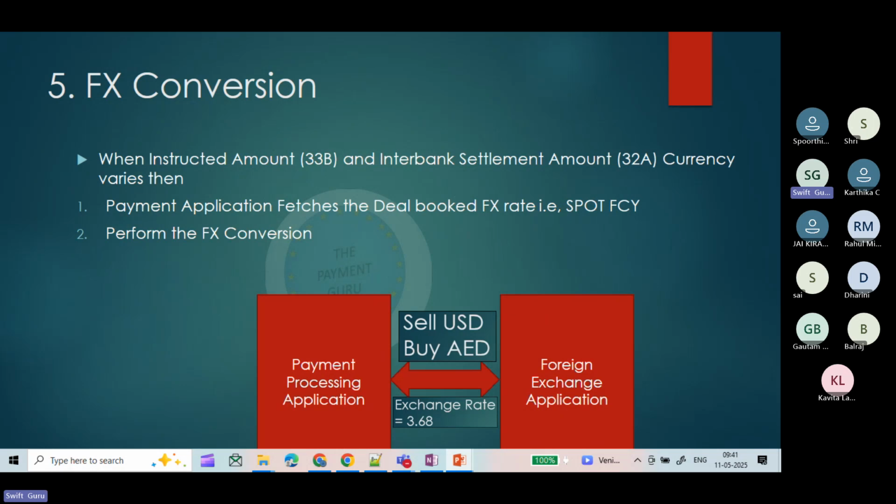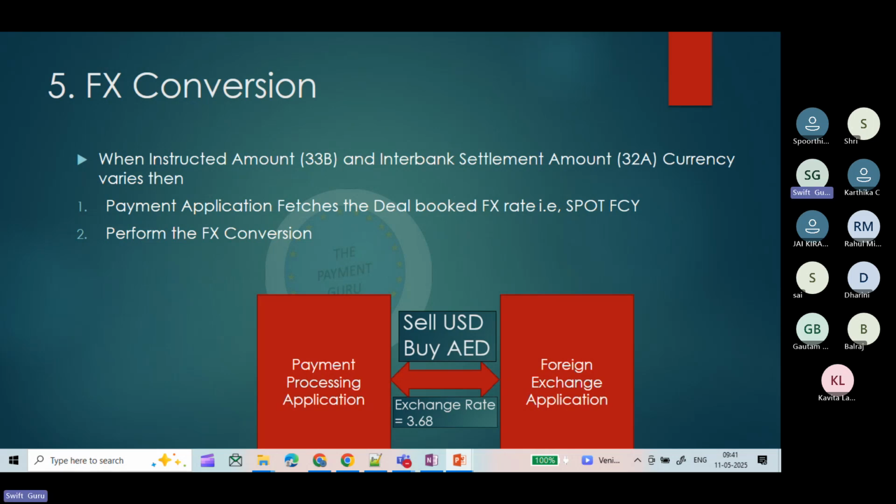Next one is FX conversion. Now, what is FX conversion? From the name itself, you would have already got a clue that it is a foreign exchange conversion. When I say foreign exchange conversion, what exactly is it? Basically, from the base currency, if you are purchasing another currency, then you'll be getting the exchange rate.